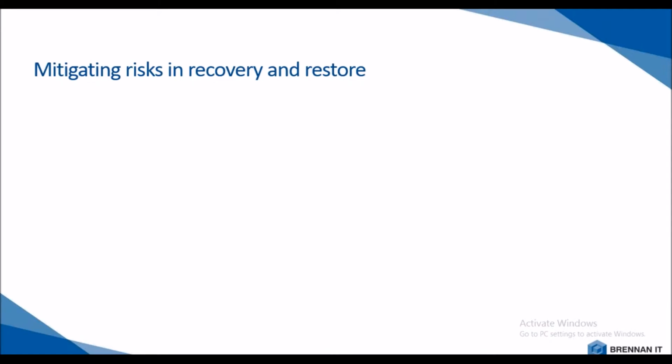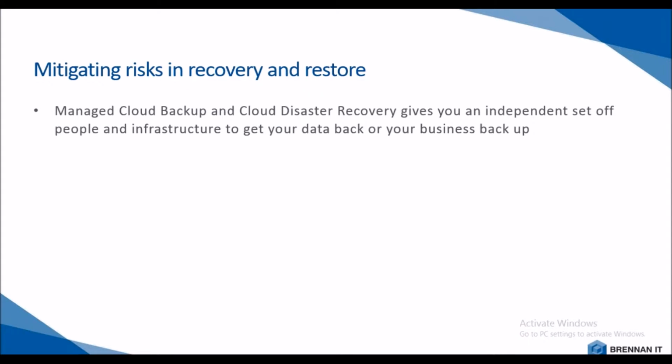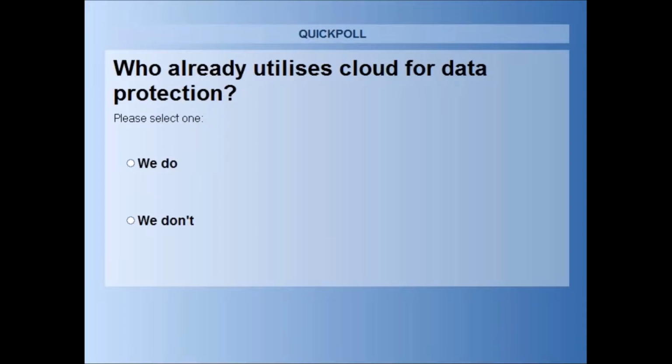So this is where mitigating risks in disaster recovery and risk restoration comes in, and what can you do to address those things. The first thing you could do really is to turn to a managed cloud or backup disaster recovery solution. So getting another independent set of people and infrastructure to get your data back or your business back up and running. At this point, I just want to ask a question to the audience.